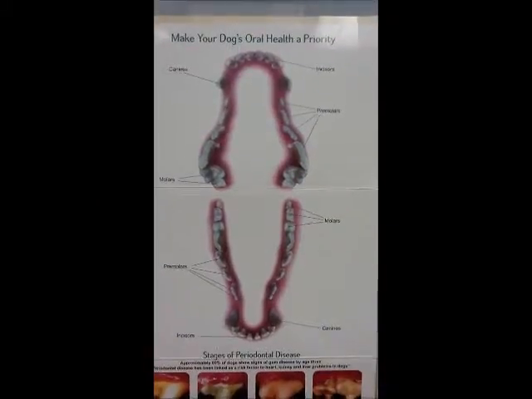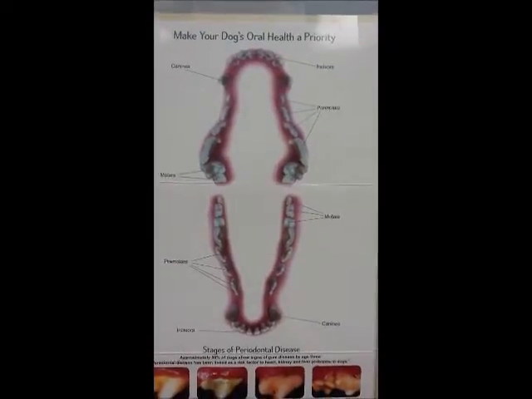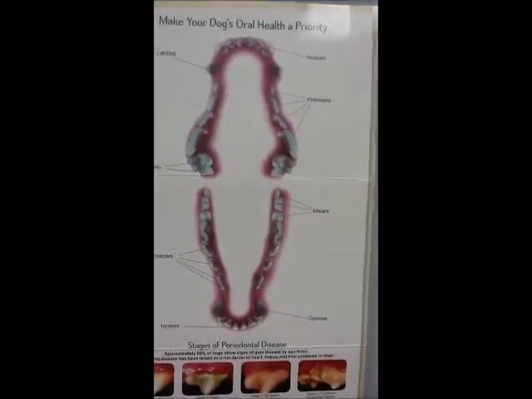This is Christina. We're going to go ahead and talk about dental and oral hygiene in the dog and cat. These are the different kinds of teeth you find in the mouth. I don't have a dental model, so this is what I have to use.